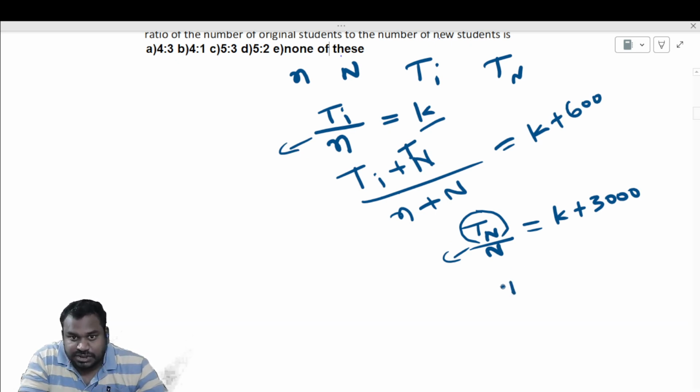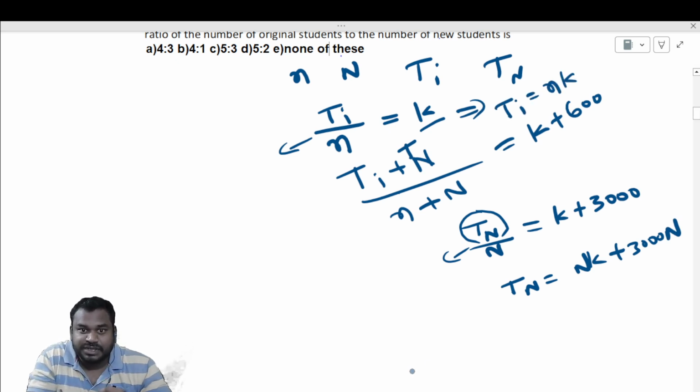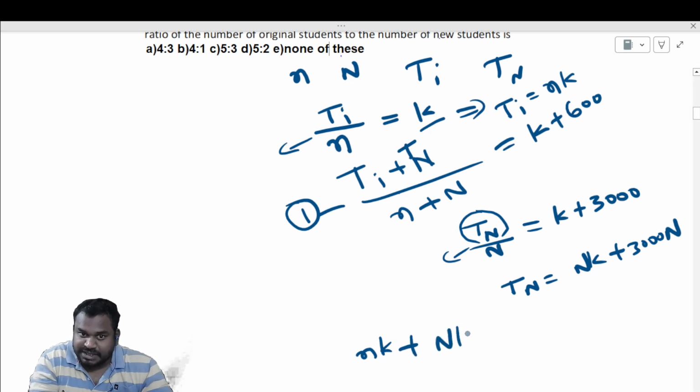So Tn is equal to nk plus 3000 n, and from here Ti is equal to nk. That implies Ti is equal to small nk. So now I'll substitute these two in this equation. Okay, now what happens? It is Ti is small nk plus Tn is capital Nk plus 3000 n.